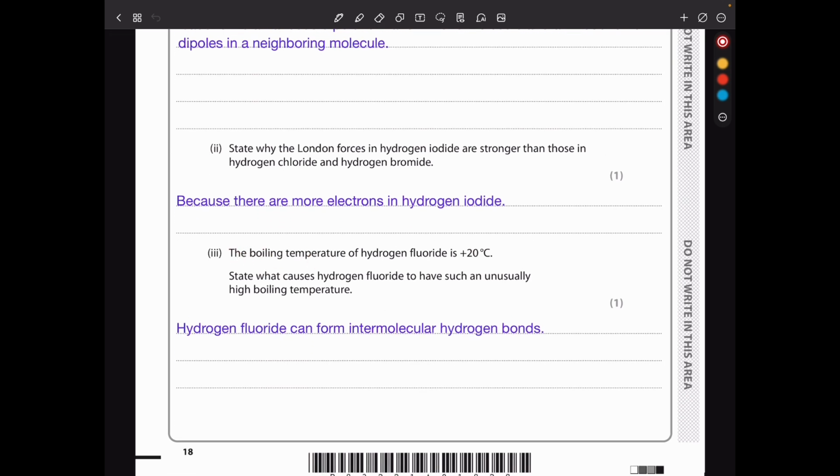And next they say the boiling temperature of hydrogen fluoride is plus 20. State what causes hydrogen fluoride to have such an unusually high boiling temperature. This is because hydrogen fluoride can form intermolecular hydrogen bonds.